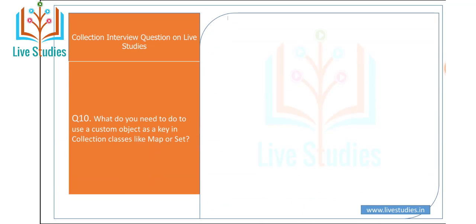Move to the another question. Another question is, what do you need to do to use a custom object as a key in a collection class like Map and Set? Again, I am repeating this question. What do you need to do to use a custom object as key in collection classes like Map and Set?